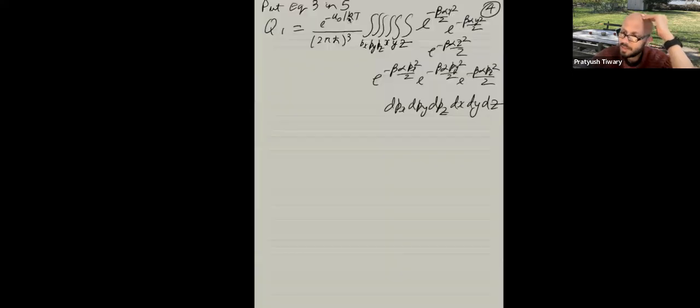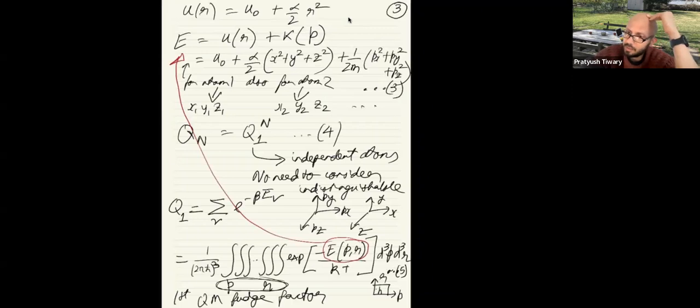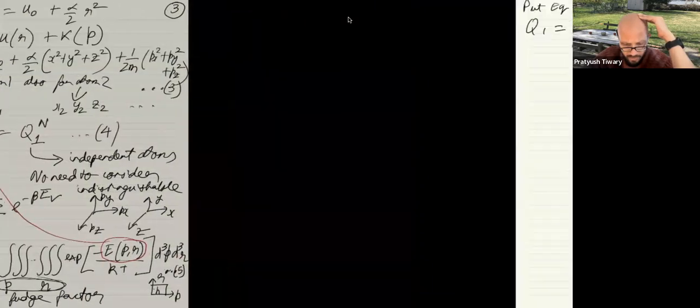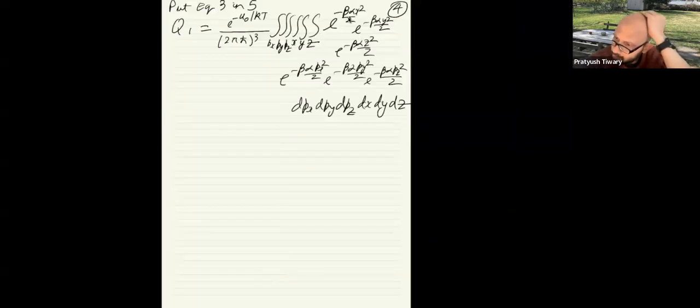Okay, how did I get here? Just look at this form. E is u naught plus alpha x squared by 2 plus alpha y squared by 2 plus alpha z squared by 2. Similarly, px squared by 2m, py squared by 2m, pz squared by 2m. So I missed something here. All of this should also have an m. The p term should also have an m. Okay.